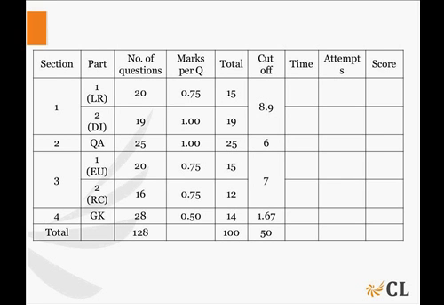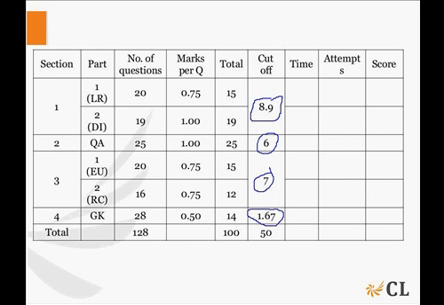And this is the last year's cutoff. If you see, for section 1, LR and DI, the sectional cutoff was 8.9, quant is 6, EU plus RC is 7, and GK is 1.67. And the total was not mentioned in the admit card actually, but it is around 50.